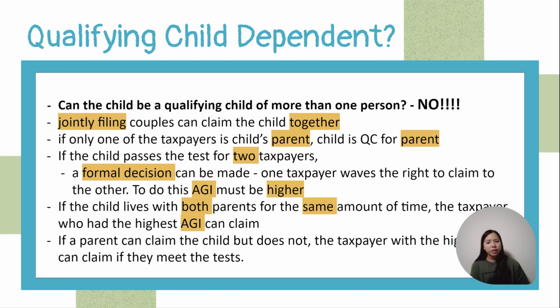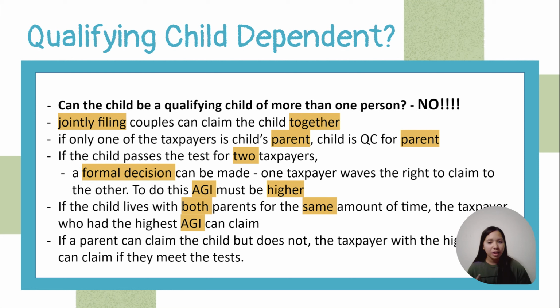So, if only one of the taxpayers is the child's parent, the child is a qualifying child for the parent. So, in some situations, say a mother is living with her boyfriend and has a daughter. If the boyfriend is supporting both the mother and the daughter, he wouldn't be able to claim the daughter. If the boyfriend and the mother were both filing separately, as in they're both single and filing as single, only the mother, the biological mother, would be able to claim the daughter, not the boyfriend, even if the boyfriend contributes some support to the child.